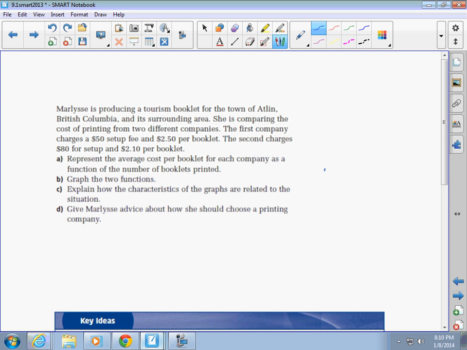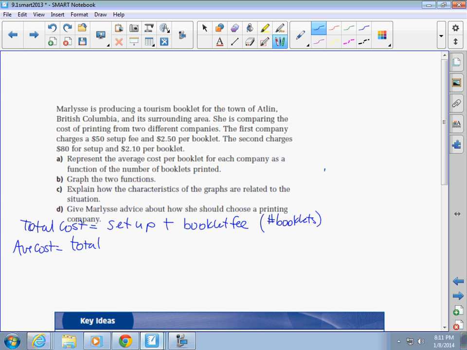So my total cost, if I'm calculating this, would be your setup plus your booklet fee. So how much does it cost per booklet? And that is based on the number of booklets you buy. So your average cost then is going to be your total cost divided by however many booklets you print.